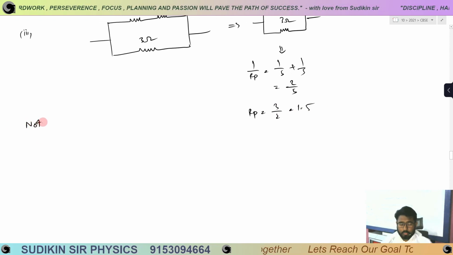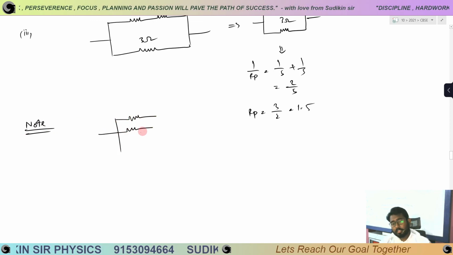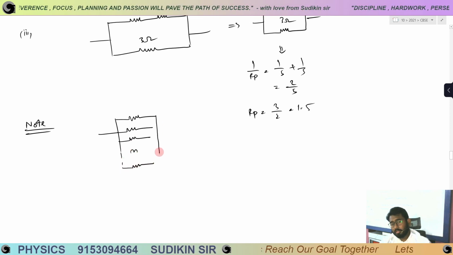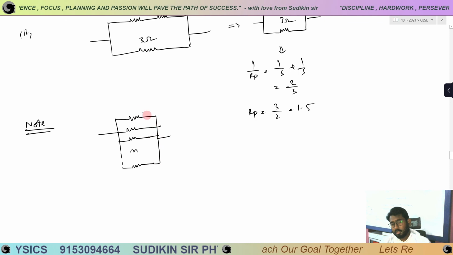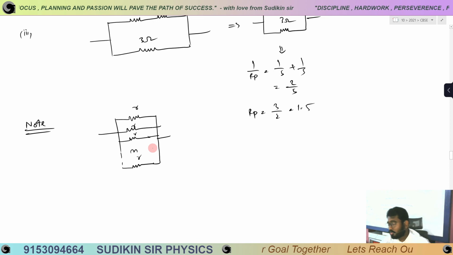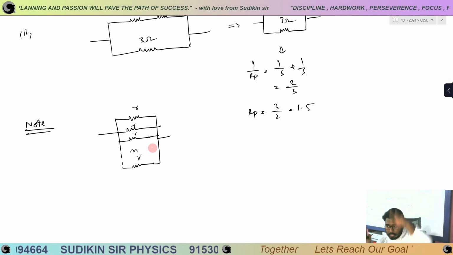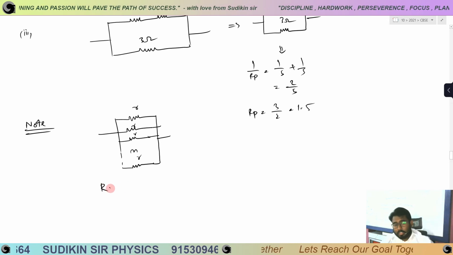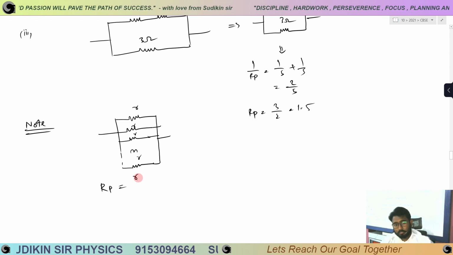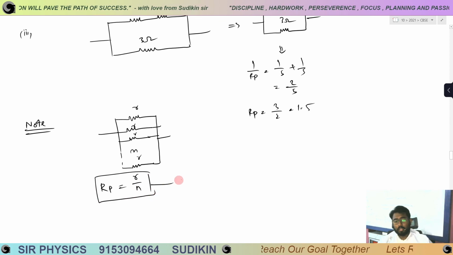Okay, remember one thing. It's a note for you. Remember this note, that if you have many resistances connected in parallel, suppose you have n resistances connected in parallel, and each has the same value. So there are two conditions. First is the resistances must be the same. Second is there are n resistances connected in parallel. Then the equivalent resistance Rp is simply R by n. This is a formula. It will be helpful.